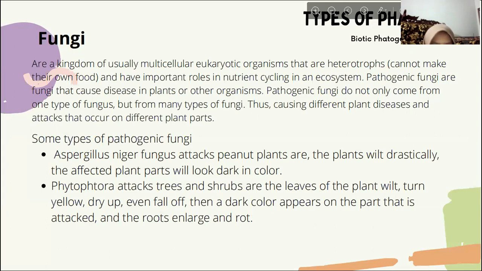Some types of pathogenic fungi: first, Aspergillus niger fungus. Aspergillus niger fungus attacks peanut plants. The affected plant's part will look dark in color. And the second, Phytophthora. Phytophthora attacks trees and shrubs, and the leaves on the plant will yellow, dry up, even fall off. Then a dark color appears on the part that is attacked, and the roots enlarge and rot.